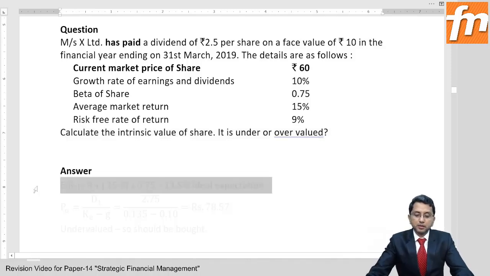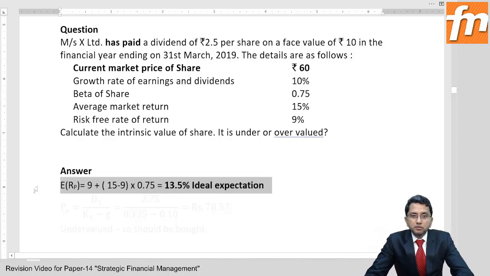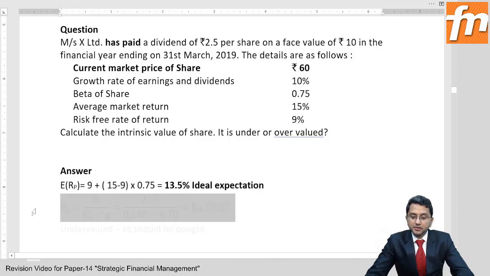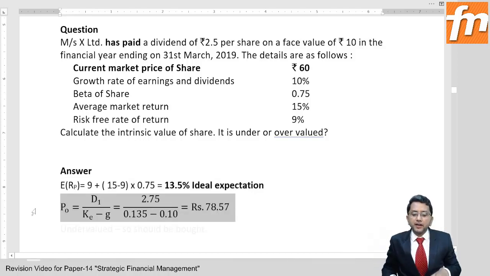Look, this is very simple. First, you use the CAPM equation to calculate the ideal expectation of investor. That is the ideal cost of equity, which is RF plus RM minus RF into beta. 9 plus 15 minus 9 into beta of 0.75. So ideally expectation of investor should be 13.5%. Based on this, I use the Gordon's model formula, P0 is equal to D1 upon KE minus G.